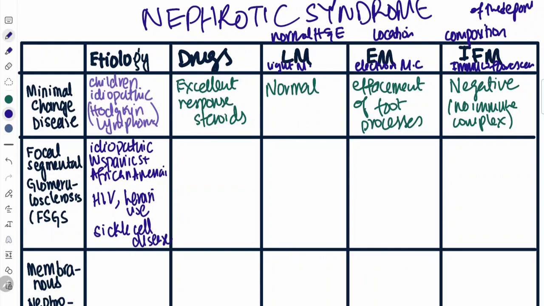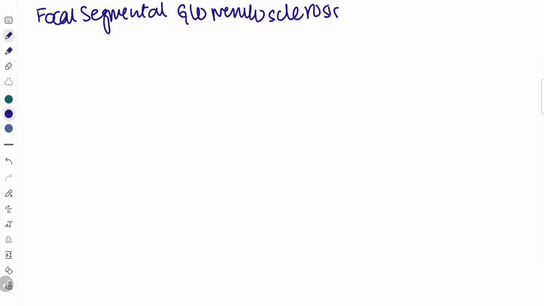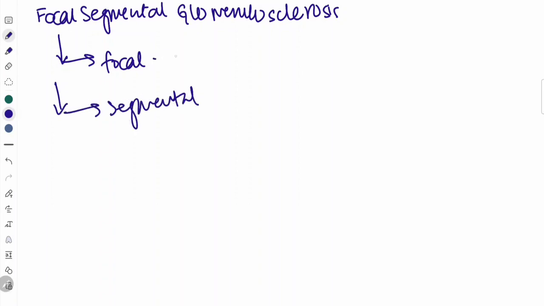Okay, so let's see how this develops. Now in focal segmental glomerulosclerosis, you need to know what this term even means. So what is focal? Focal is only some part, not all. There are two things that we need to dissect: first is focal, and second is segmental. Focal means that some glomeruli are involved in this disease, who are undergoing glomerulosclerosis.